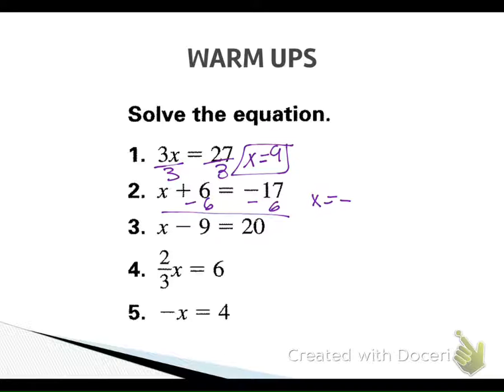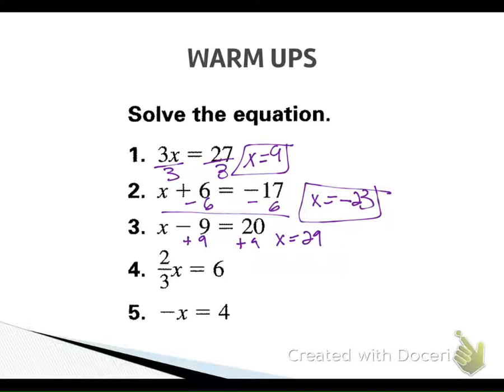X equals negative 23, yep. That's right. So 2 negatives, so it's going to be a bigger number there. Okay, Dante, you ready? Number 3, what are you going to do to get that x by itself? Add 9 to both sides. We add 9 to both sides, and you get x equals 29.